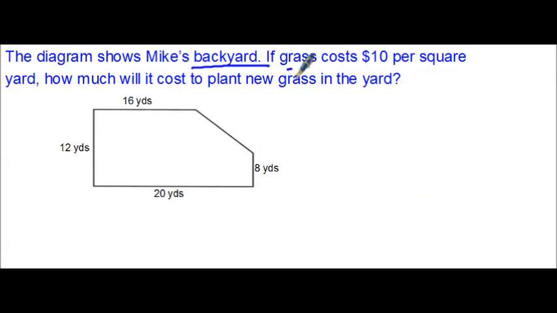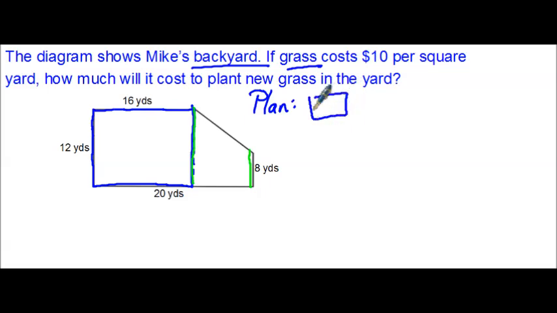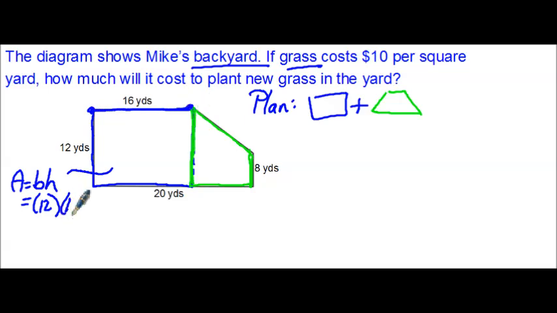In this diagram, we have a backyard. We're trying to figure out how much grass will cost at $10 a square yard. I would say my plan is, there's several ways to do it, but in this case, a rectangle plus a trapezoid. Your rectangle is a 16 by 12, so A equals BH, 12 times 16. So my area here is 192 square yards.